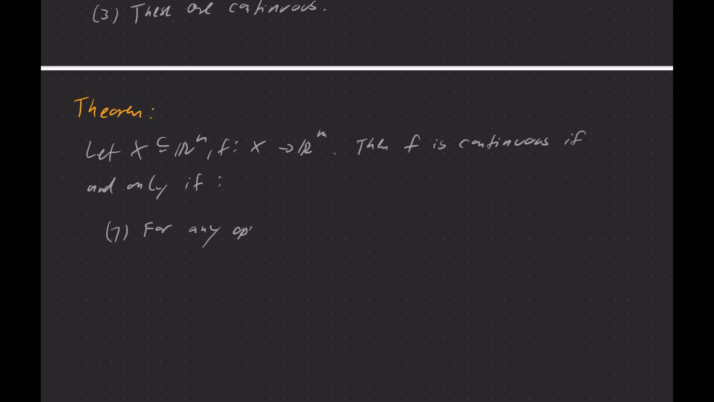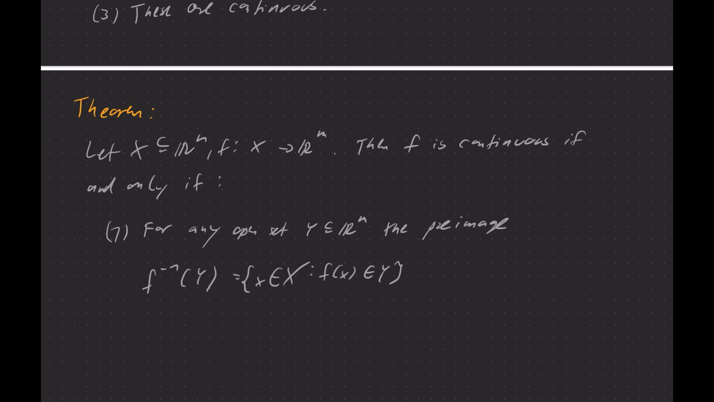So for any open set y in R to the m, the pre-image, denoted by f to the minus 1 of y, just consists of all x in the domain that map onto some point in y. So f of x is in y. All the points that map to y. This is also open.